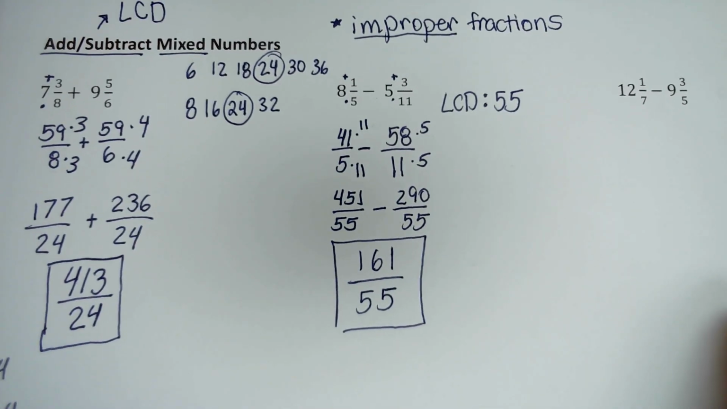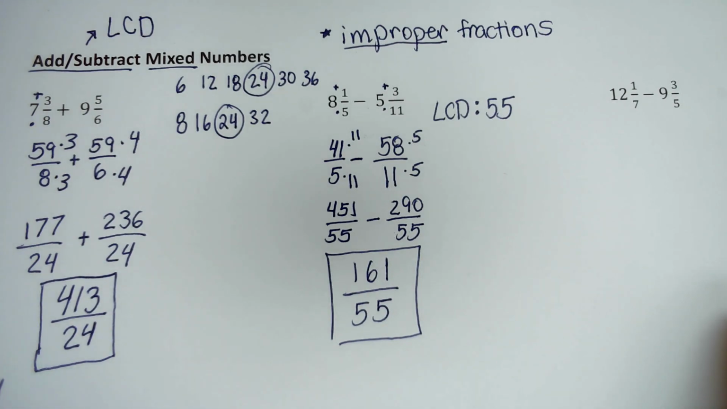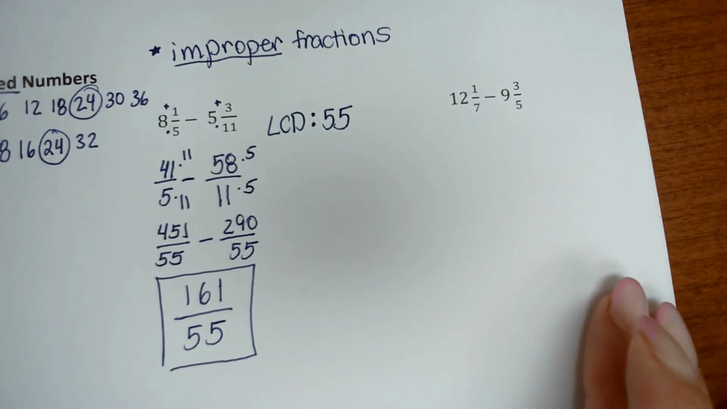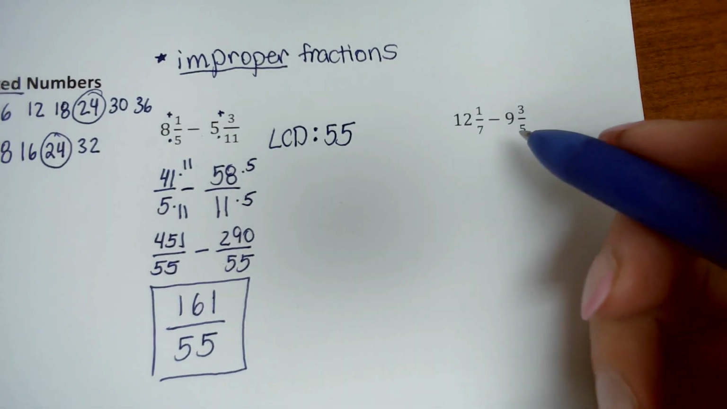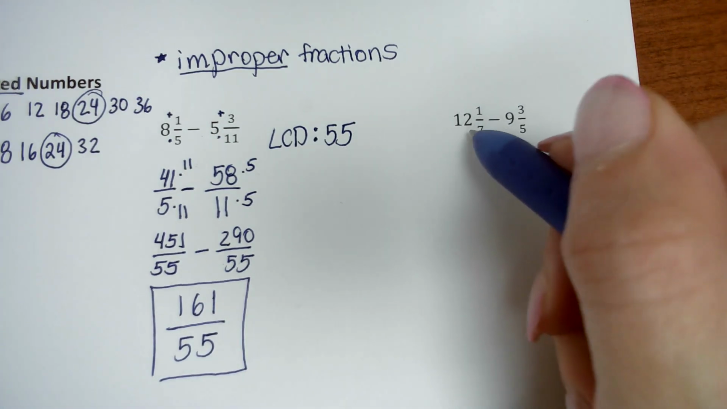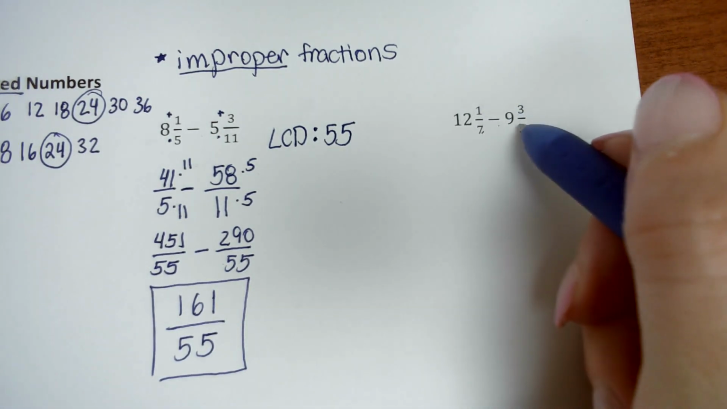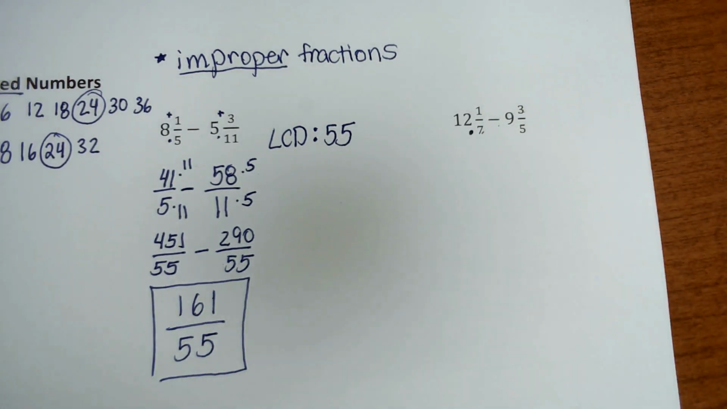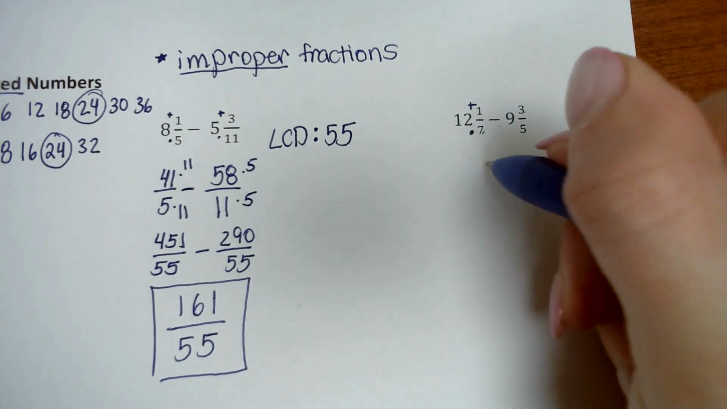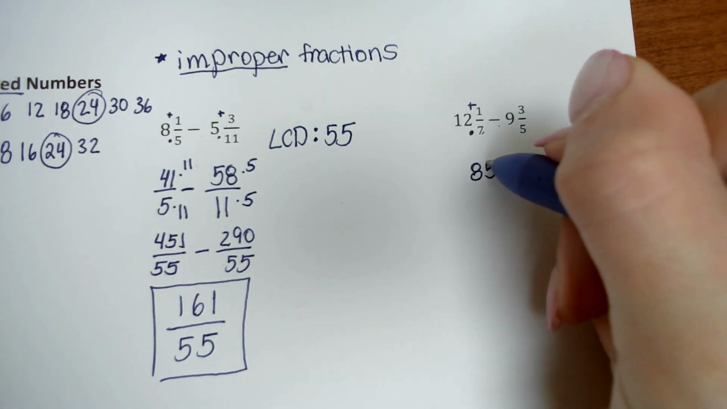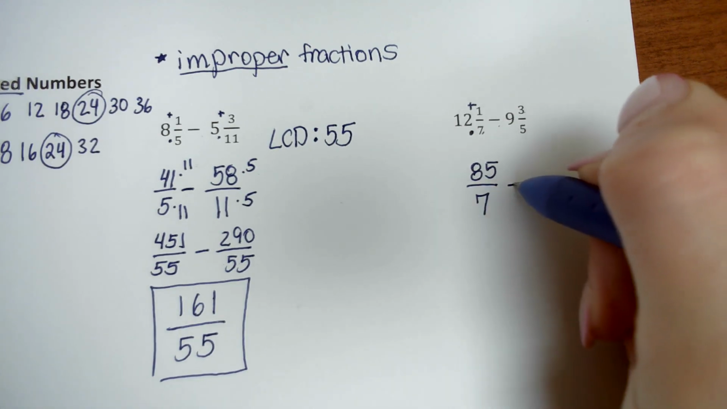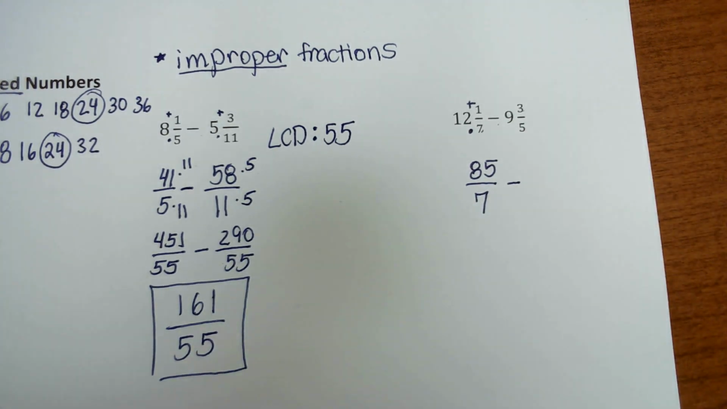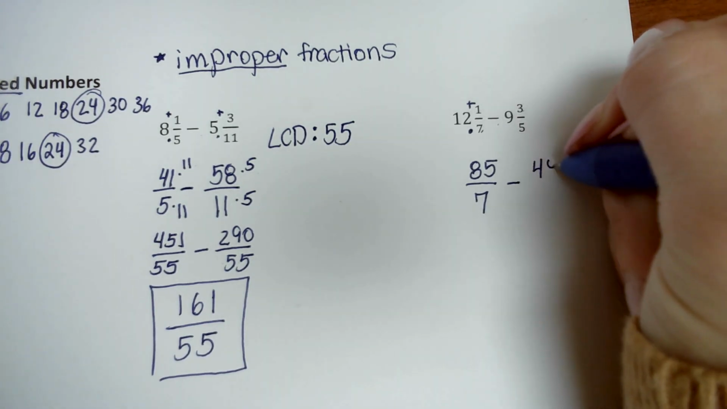If we're going too fast, go ahead and pause, rewind, or watch at a slower speed. But we're going to move on to our last example of unlike fractions, 12 and 1/7 minus 9 3/5. So first we multiply 12 times 7, and that's 84, plus 1 is 85 over 7, minus 9 times 5 is 45, plus 3 is 48.